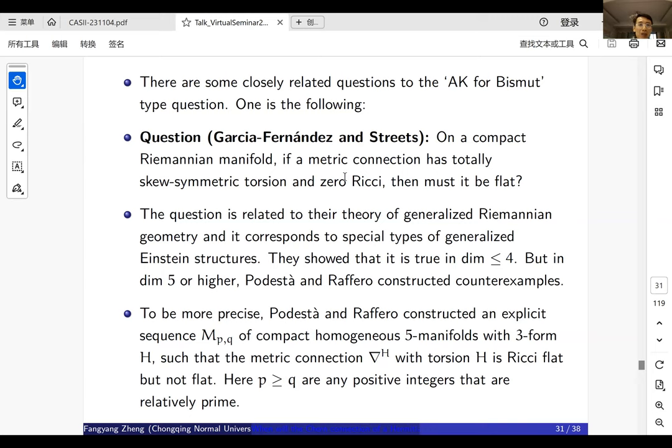So basically, what they want is this. They have this Nabla H, right? Nabla H is basically the Levi-Civita connection plus H, or half H, maybe. This metric connection, they require it to be Ricci flat. That's a very strong restriction because it will force this H to be harmonic. And also otherwise the Levi-Civita connection would be a counterexample to this Garcia Fernandez conjecture, because it has zero torsion and there are Ricci flat metrics that are not flat. I see. Yes, I see your point.